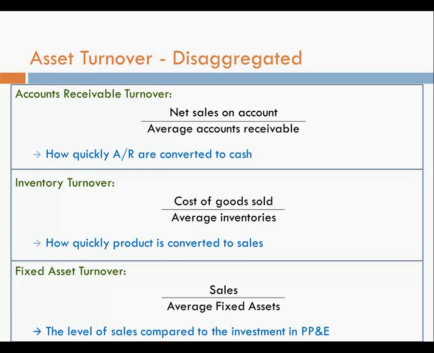Inventory, you take your cost of goods sold, and then your average inventories, beginning and ending divided by 2. And this tells you how long it takes to convert product into sales. And then your fixed asset turnover, sales over average fixed assets. And it shows you how high your level of sales is compared to your investment in PP&E.